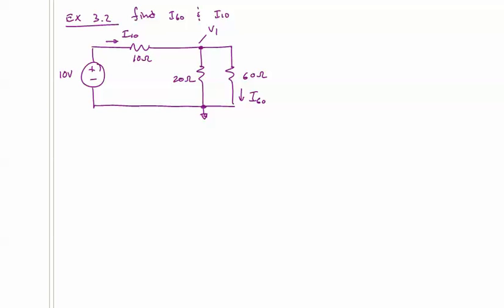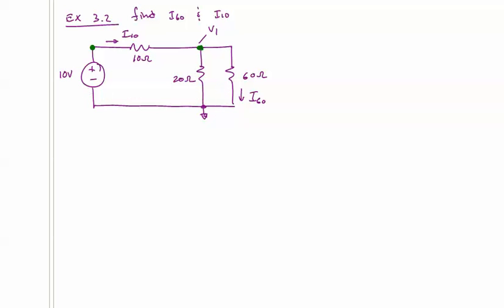Here we're asked to find the currents I-10 and I-60. What you'll notice is that this circuit is not a single loop circuit, nor is it a single node pair. It actually has a node here and a node here. Actually, this is all the same node. Of course, we have a ground node down here.